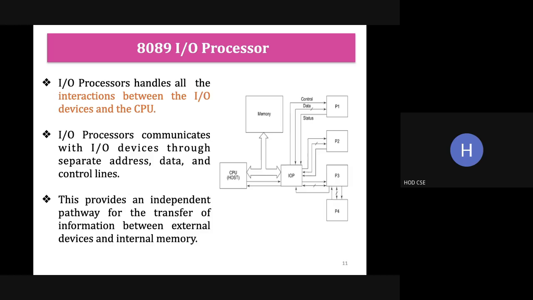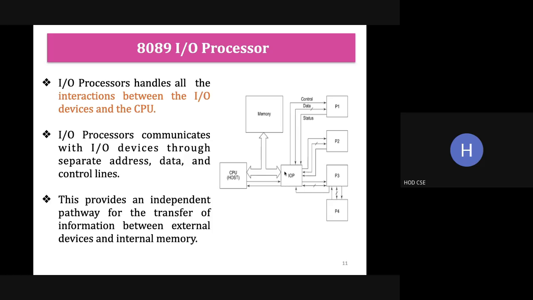I hope you understood. The 8087 coprocessor is a floating point coprocessor, used to perform all the numeric operations. So now let's see about the 8089. It is an IO processor which is used to control all the devices. The IO processor handles all the interaction between the IO devices.